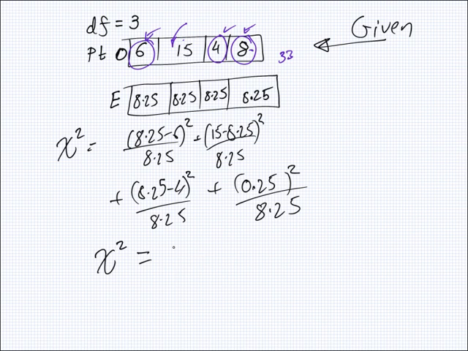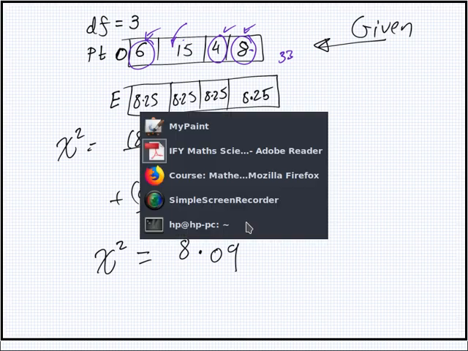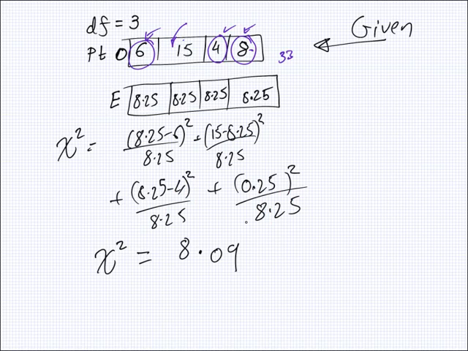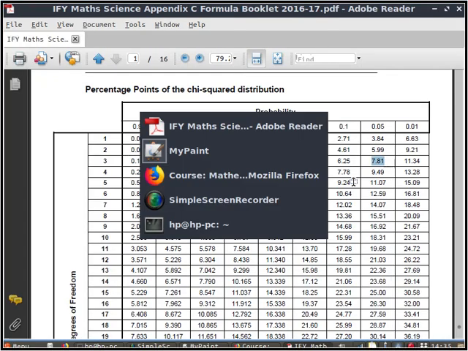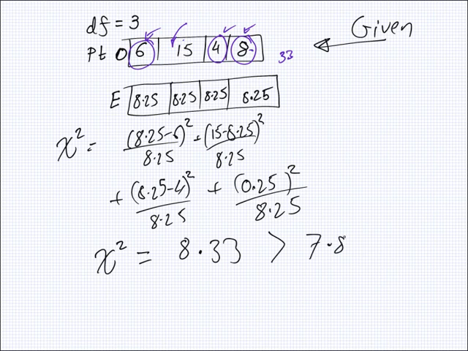Right, what's the total here? 8 point... what is it, 8.3, is it? Okay, it might not matter too much because it depends what the value was. What was the value? Okay, it's still bigger than 7.81. This is too big, so therefore reject them. Reject the null hypothesis.